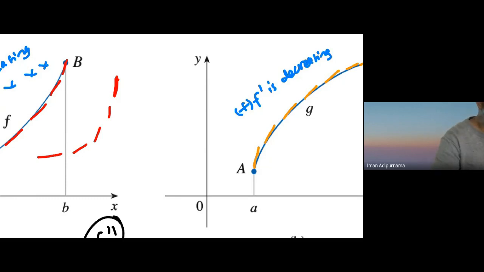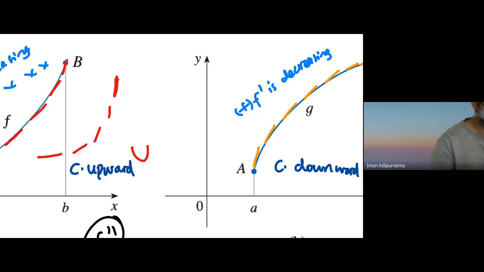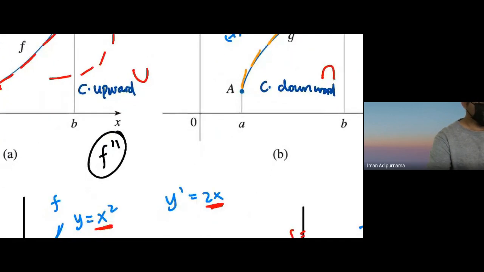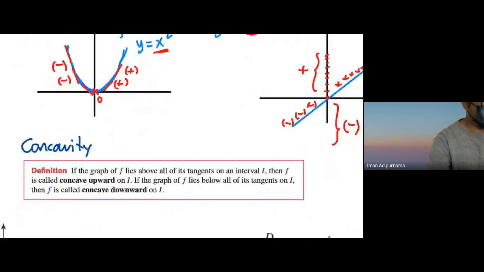So this will be concave upward. This is concave upward. This is concave downward. Okay, that's the definitions for concavity.